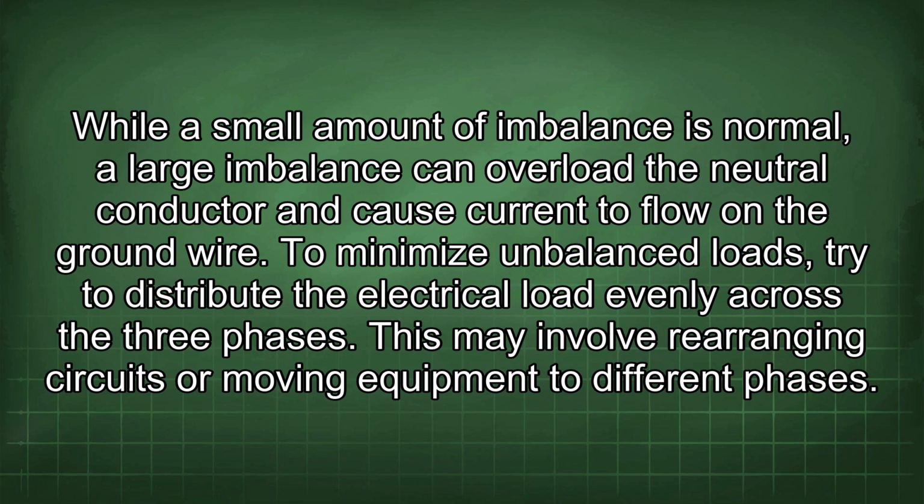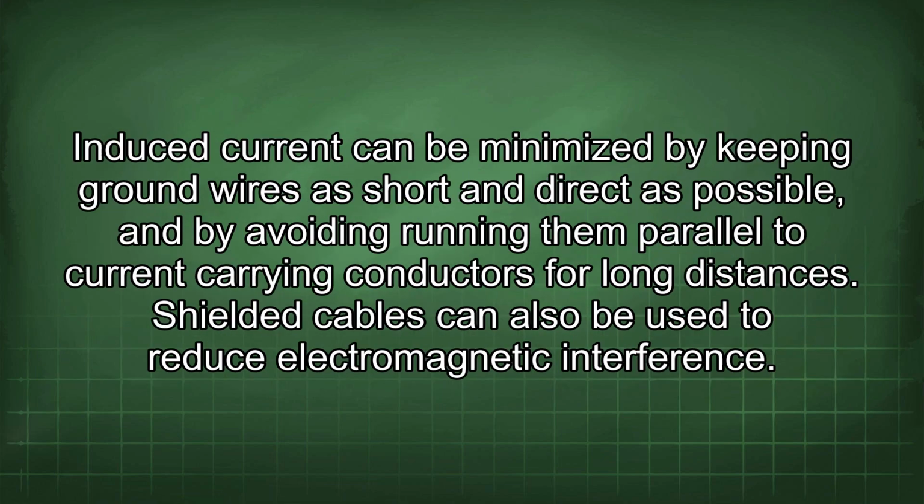To minimize unbalanced loads, try to distribute the electrical load evenly across the three phases. This may involve rearranging circuits or moving equipment to different phases. Induced current can be minimized by keeping ground wires as short and direct as possible, and by avoiding running them parallel to current-carrying conductors for long distances. Shielded cables can also be used to reduce electromagnetic interference.